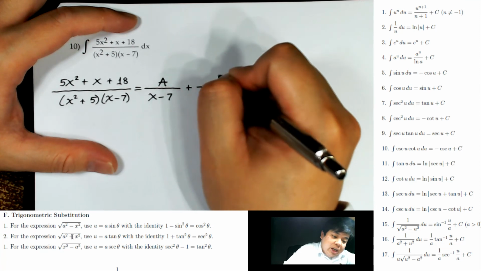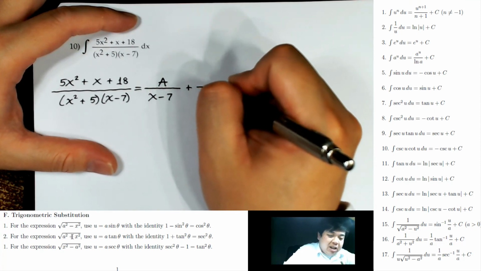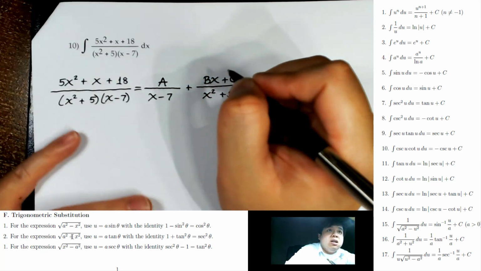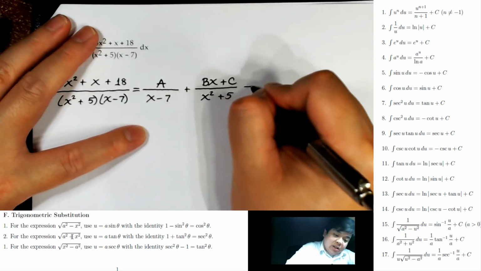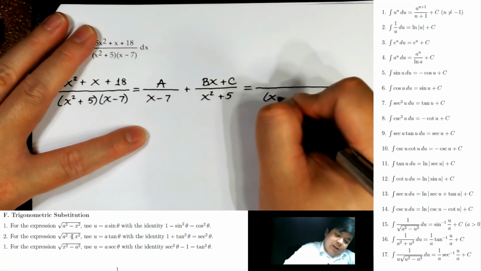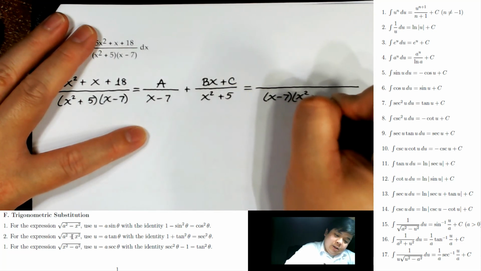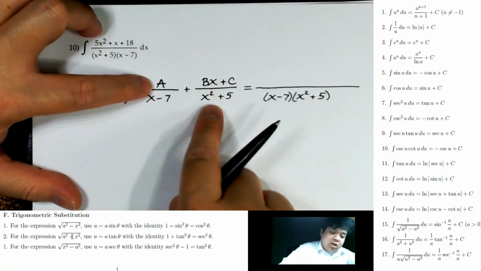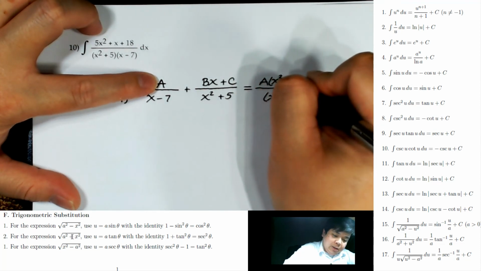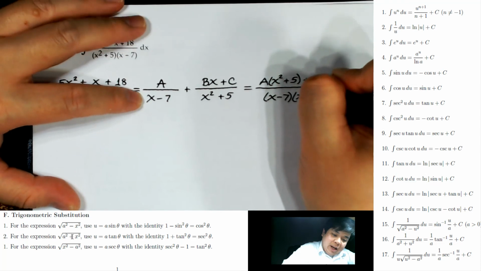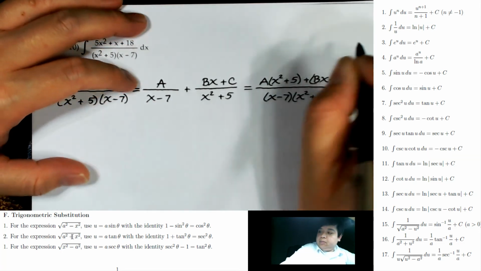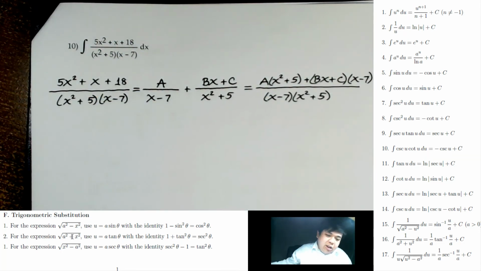This is the second degree, so the top degree must be less than 2. So we can use the first power, so it's going to be that. If we do the common denominator, then the top needs to multiply A by x squared plus 5, and the bx plus c multiplied by x minus 7.